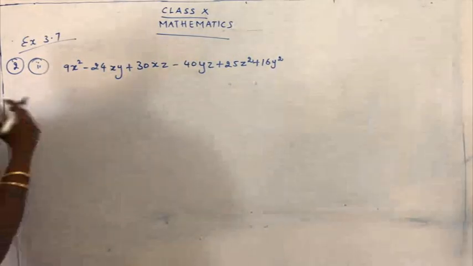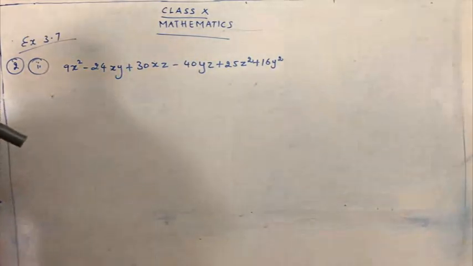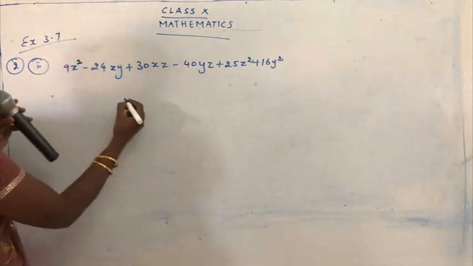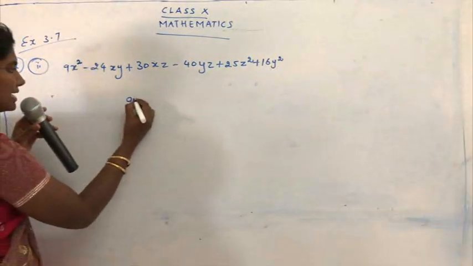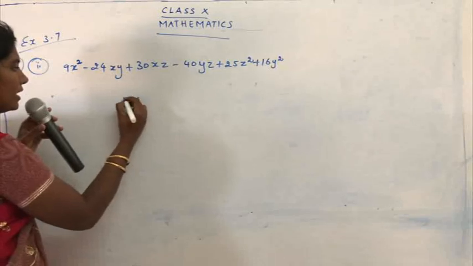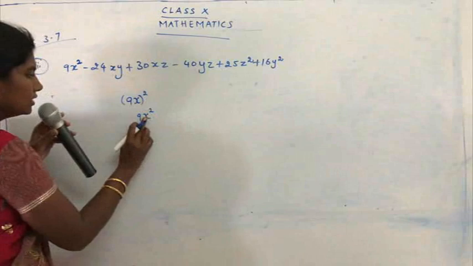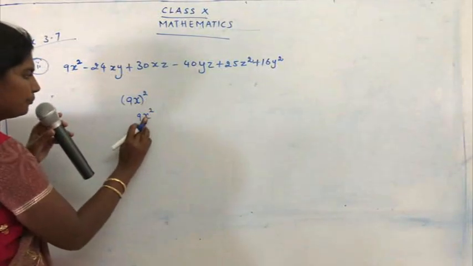So now, 9x square, here the square part goes to x itself. See, be careful with the question. This is not 9x the whole square. It is only for x square. That is only for x. The square belongs only to x.